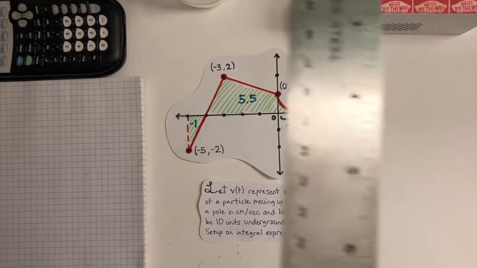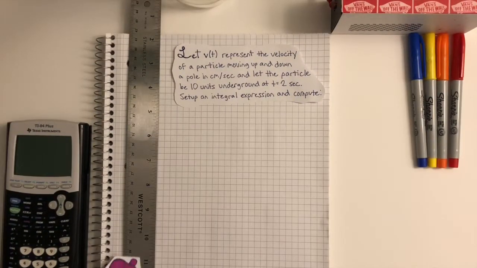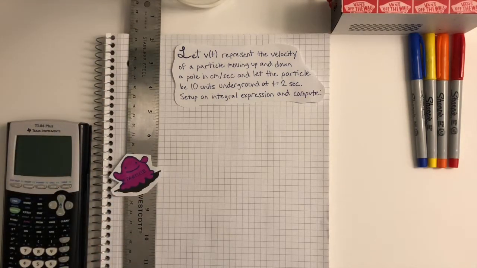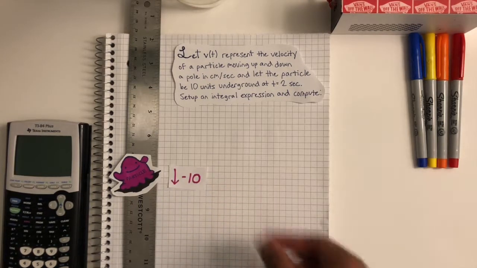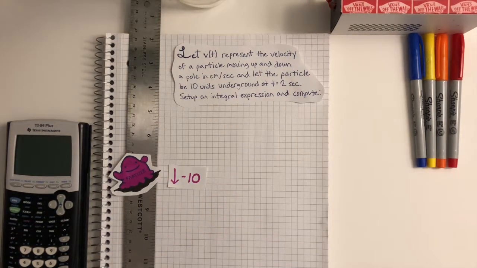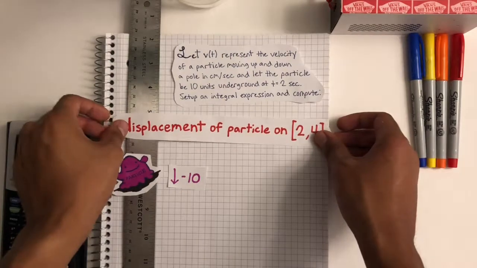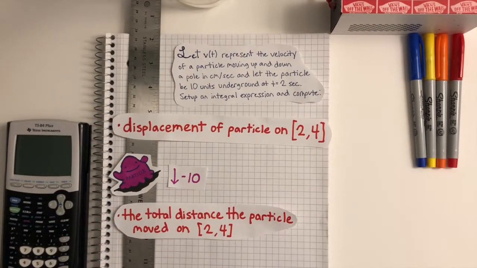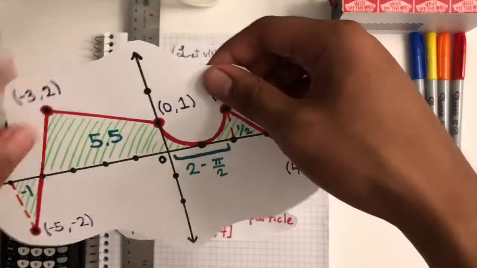Let v of t represent the velocity of a particle moving up and down a pole, in centimeters per second, and let the particle be 10 units underground at t equals 2 seconds. Set up an integral expression and compute. Our job here is to make an integral expression for the displacement and the total distance of the particle on domain 2 to 4. Let's bring back our graph from before.